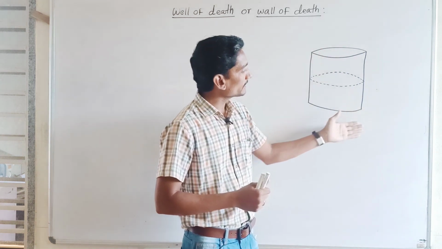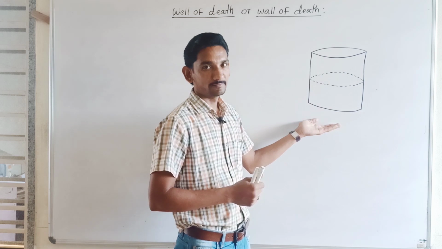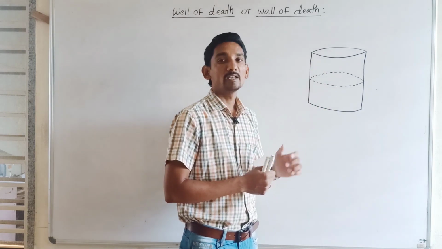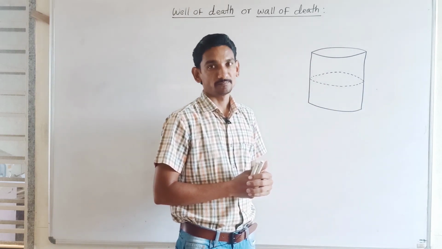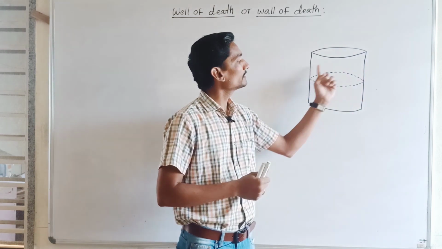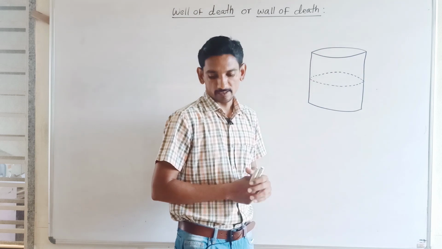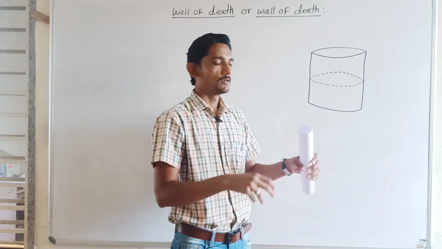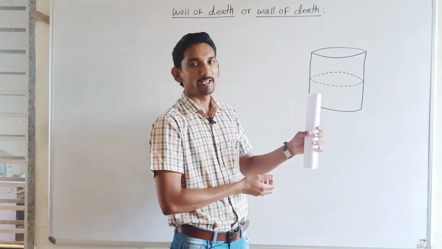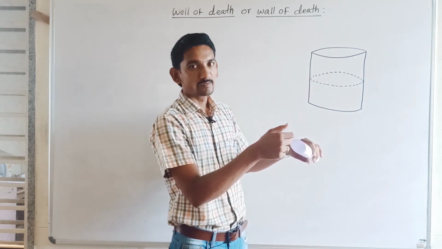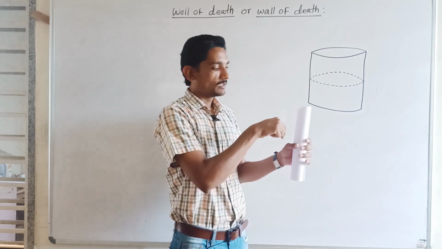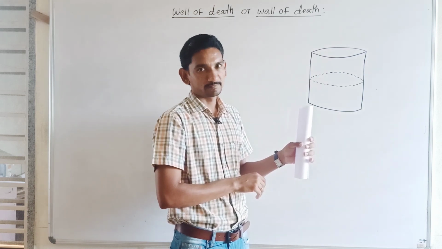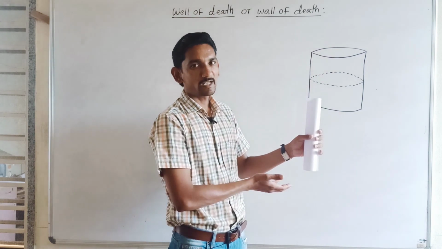Now we are considering a vertical cylindrical wheel inside which a car is performing horizontal circular motion. Suppose this is the vertical cylindrical wheel, and inside this wheel the performer is performing horizontal circular motion on his two-wheeler or four-wheeler. So this is the vertical cylindrical wheel.